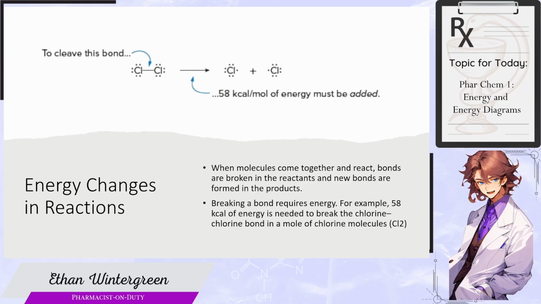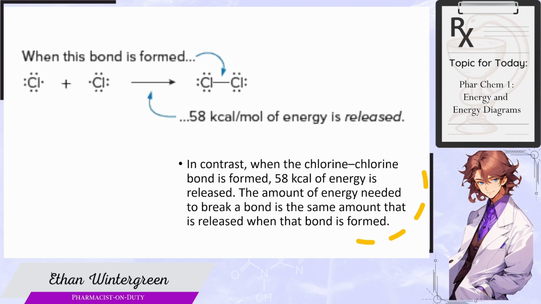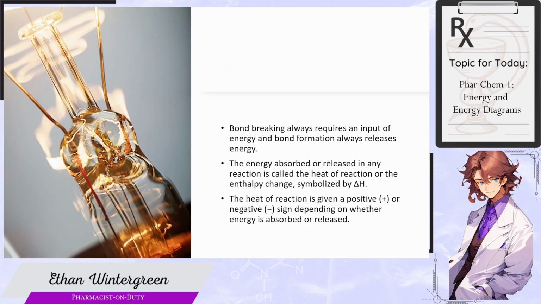So when breaking bonds, you need to add energy. However, when you are forming bonds, energy is removed. When two substances form bonds, the product tends to be lower in energy, hence energy must be released. In contrast, when the chlorine-chlorine bond is formed, 58 kilocalories of energy is released. The amount of energy needed to break the bond is the same amount that is released when the bond is formed. So bond breaking always requires an input of energy, and bond formation always releases energy.